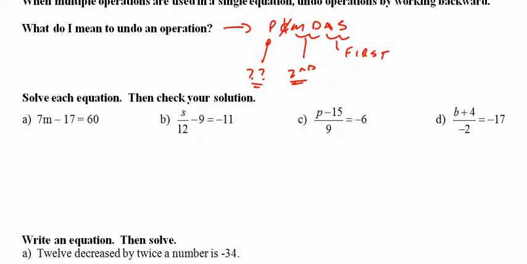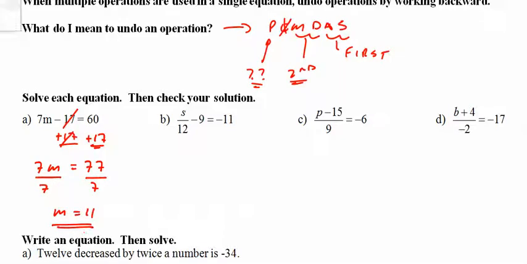So for example, a lot of people say, oh, I'll just divide by 7, PEMDAS. No, we're going backwards here. Plus 17, these cancel, then divide. Here we add 9. Oh, by the way, check it. Add 9, cancel. That's the whole point.